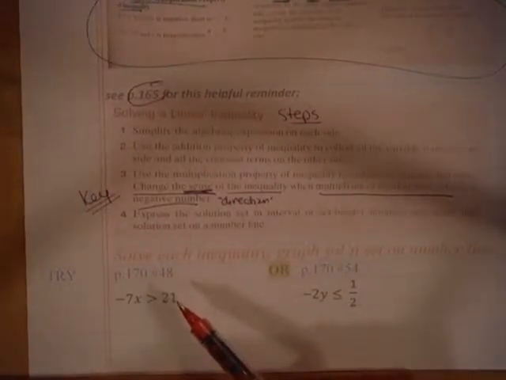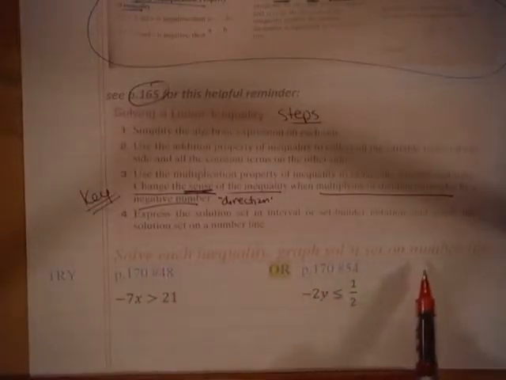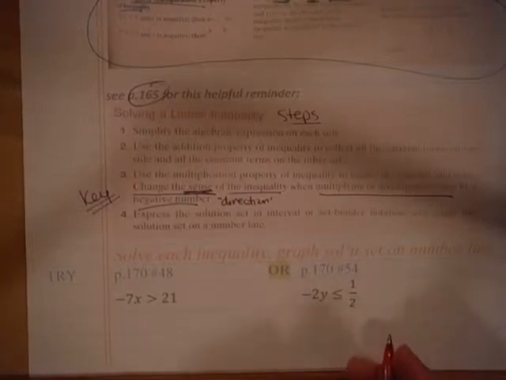So from there, solve each inequality and graph the solution set on a number line. Here's a couple try problems, number 48, number 54. I'll give you a chance to pause. When you come back, after you've tried these, I'll show you the inequality answer, the number line answer, and the interval notation answer.